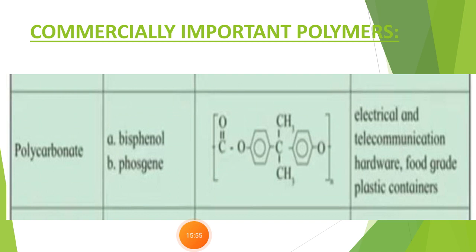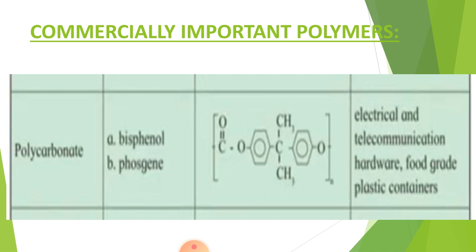Next polymer is your polycarbonate. Here again we require two different monomers for the preparation of polycarbonate. So this is your copolymer. The name of the monomers is bisphenol and phosgene.